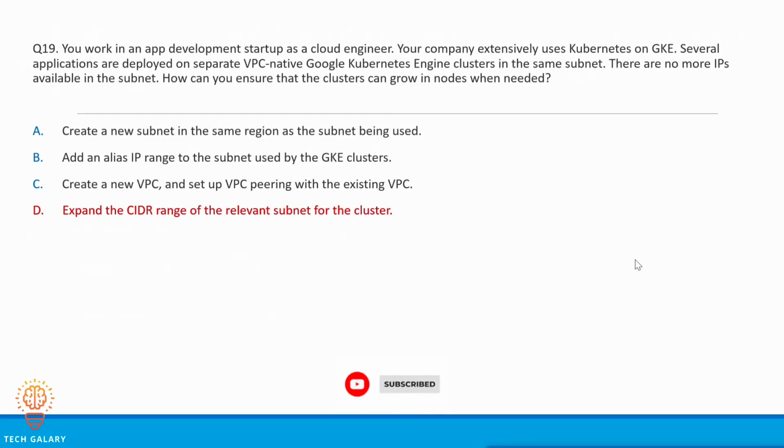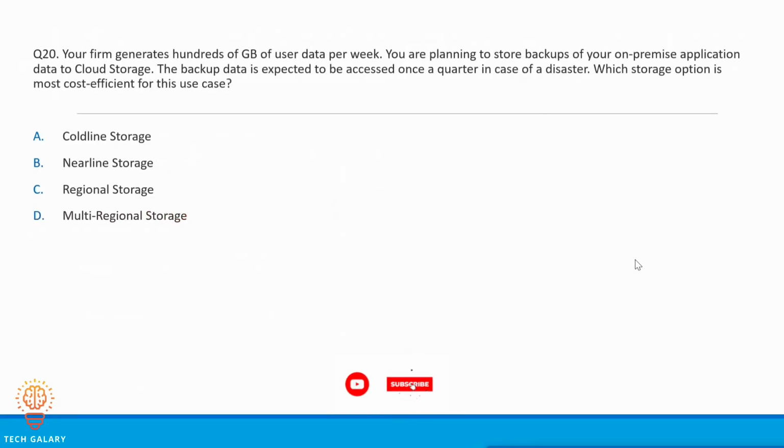Let's move on with the option C. Create a new VPC and set up VPC peering with the existing VPC. Since we already have a VPC, there is no need to create a new VPC. So this is a time consuming process and it is not required for this scenario. So option C is not the correct answer. Let's take a look at option D. Expand the CIDR range of the relevant subnet for the cluster. So this is possible because every subnet must have a primary IP address range, and we can expand the primary IP address range at any time, even when Google Cloud resources use the subnet. So option D is correct.